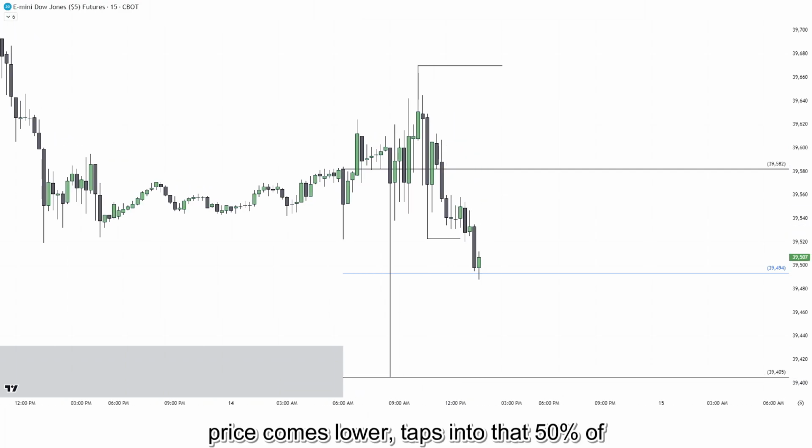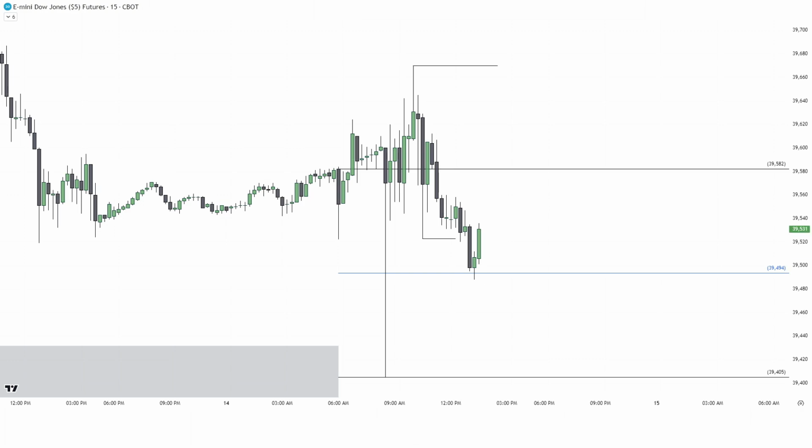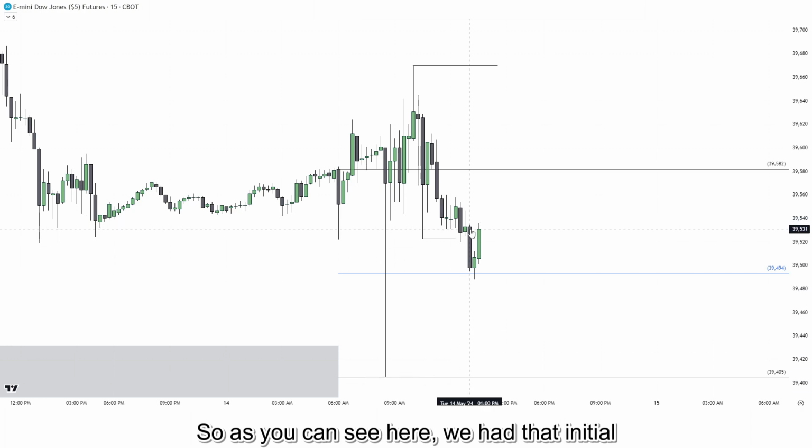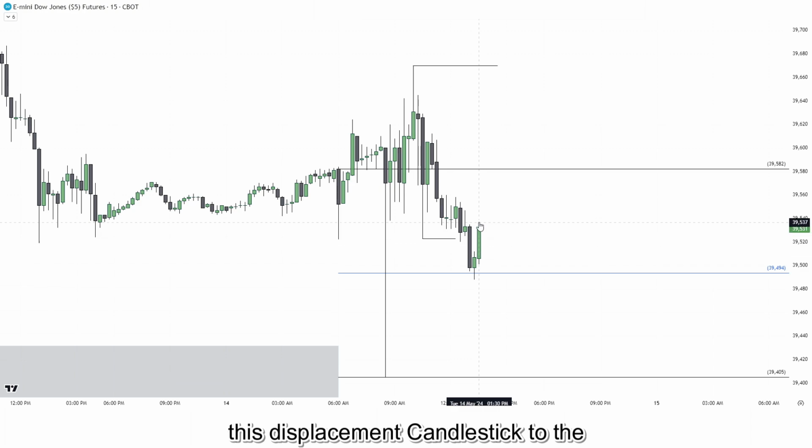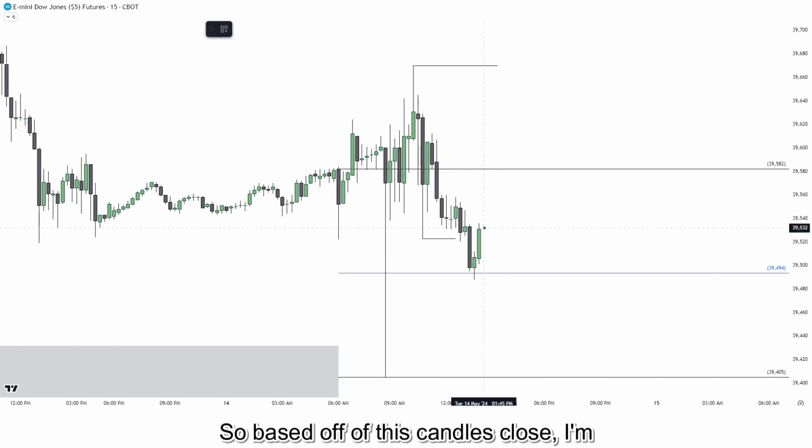Price comes lower, taps into that 50% of that 4-hour long wick, and then we get that blow off signature. As you can see here, we had that initial push lower, that accumulation candlestick, followed by this displacement candlestick to the upside, breaking above that push lower. So based off of this candle's close, I'm gonna immediately take my longs here.